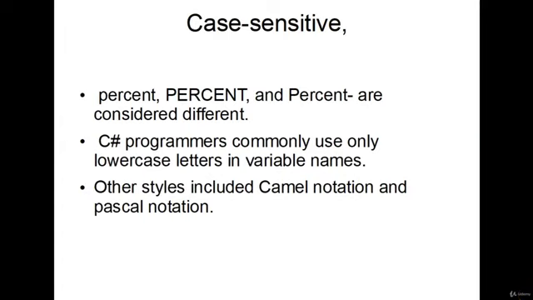So as mentioned before, C# is a case-sensitive language. So percent all lowercase, percent all uppercase, and percent with a capital P all lowercase are all considered different variables. It's common for C# programmers to only use lowercase letters when declaring variables, but there are different styles, which includes camel notation and Pascal notation.